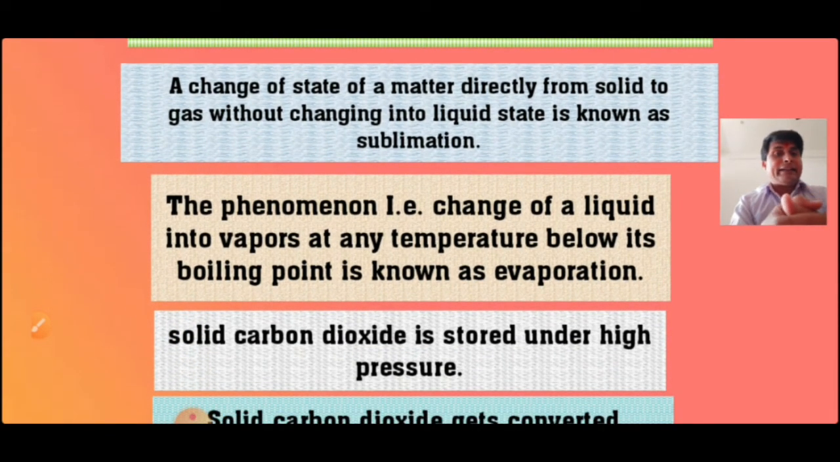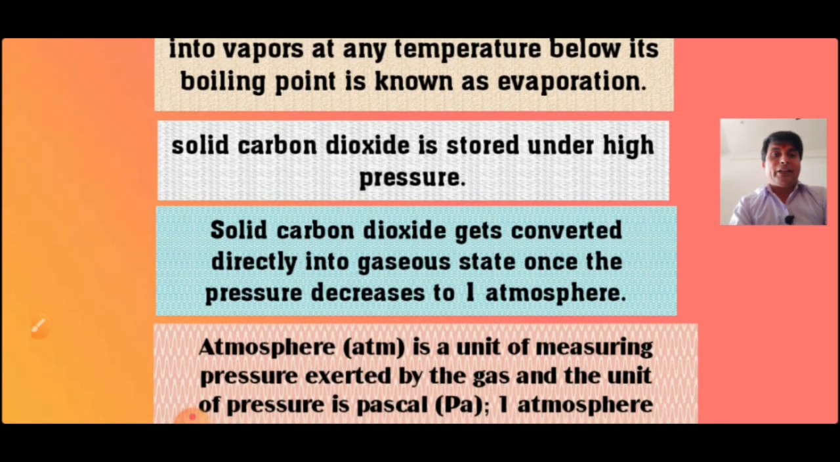The phenomenon of change of a liquid into vapor at any temperature below its boiling point is known as evaporation. Solid carbon dioxide is stored under high pressure. Solid carbon dioxide gets converted directly into the gaseous state once the pressure decreases to 1 atmosphere.